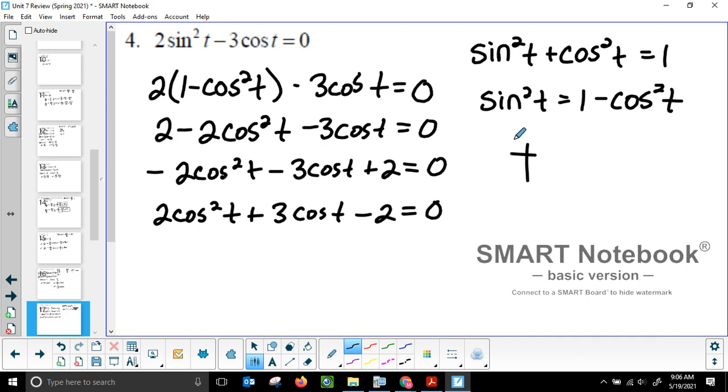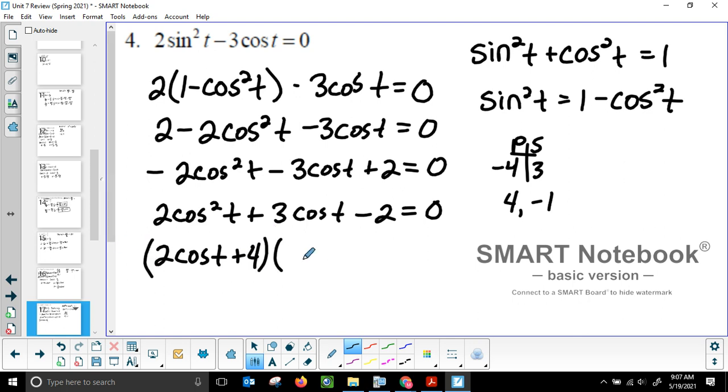All right, so now I can do my trash can method here. 2 times negative 2 is negative 4, and my b is 3. So I need two numbers that multiply together to give me negative 4 and add together to give me 3. That's going to be 4 and negative 1. So I keep my 2 here, so I'm going to have 2 cosine t plus 4 and 2 cosine t minus 1.